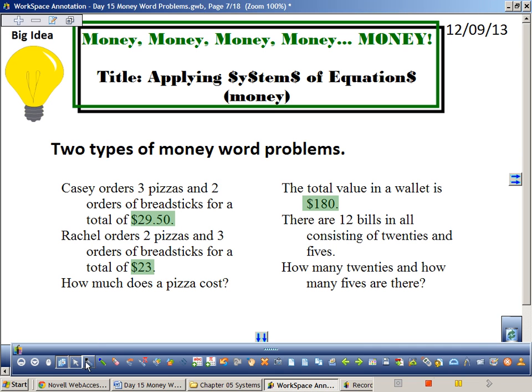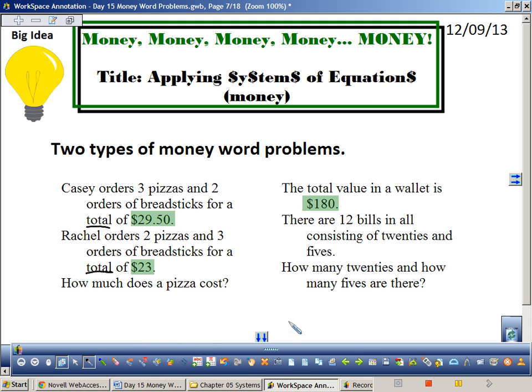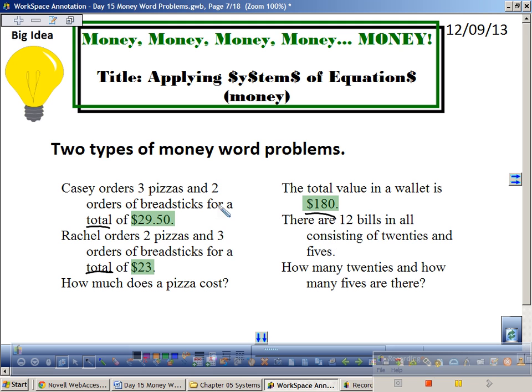Let's begin by looking at the two types of word problems that we have here. This one's telling me I have a total of $29.50 for pizza and breadsticks. This one's telling me that I have a total of $23 for pizzas and breadsticks. Let's look at this one. There's some money in my wallet and it totals $180.